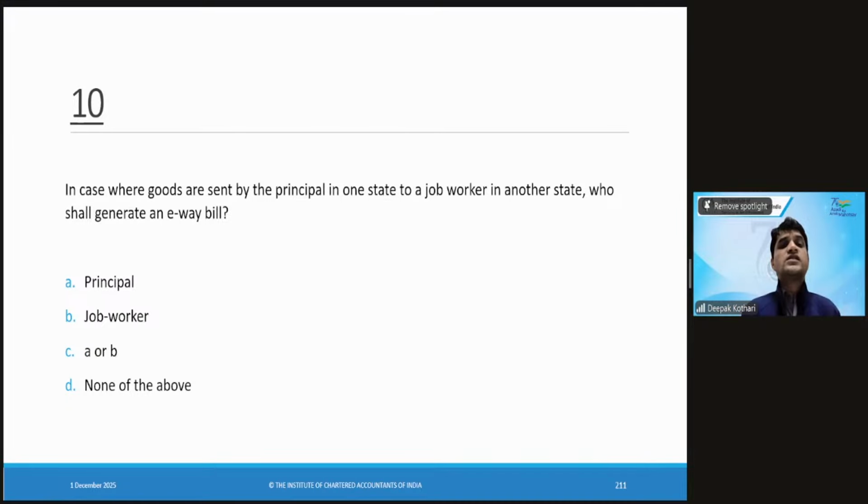In case where goods are sent by the principal in one state to a job worker in another state, who shall generate an e-way bill? Yes, principal only, right? So the principal only will raise the e-way bill.